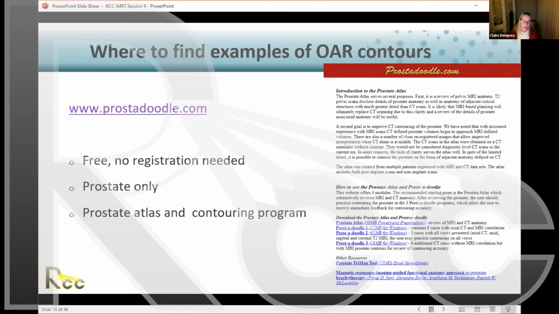So this one, prostadoodle.com, again, it's free, no registration needed. This one is just targeting the prostate, and it has a great prostate atlas, and there's also a contouring program that you can use, and you can get feedback on the contours that you create in the contouring program. I don't know how quickly the feedback comes. This website's been around for a little while, so they might not be monitoring as much as they used to. But certainly if you're starting off IMRT and VMAT, you start with the prostate. It's just what you do. Everyone starts with the prostate. So if you're just sort of starting to get into IMRT or shifting from IMRT to VMAT, this is a really useful site for the prostate information.